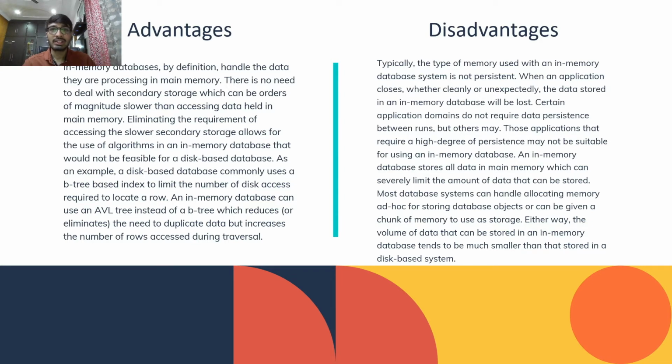Coming on to the disadvantages, we already know that a typical IMDb is not persistent. So when an application closes by accident, all the data stored in an IMDb will be lost. So those applications which require a higher degree of data persistence may not be suitable for using an IMDb. An IMDb stores all the data in the main memory, which might limit the amount of data that can be stored. Generally, it is much lesser than the amount of data that can be stored in a disk-based system.